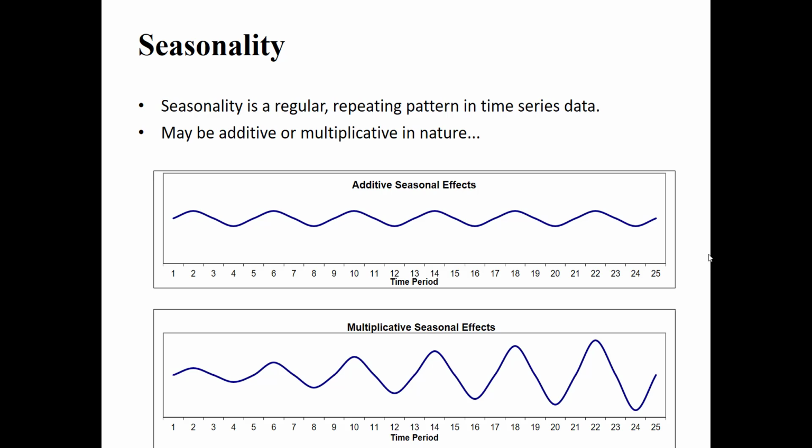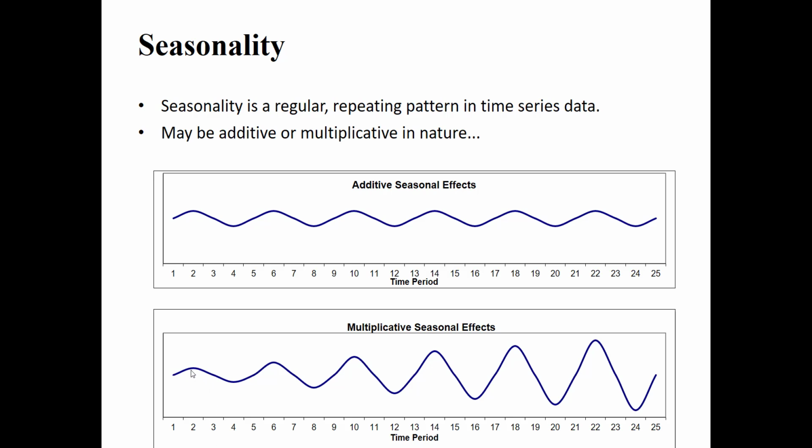The additive seasonal data are repeated after a specific time period, but the value we get for each period is pretty similar to each other. We don't have much variation in the additive seasonal, but in the multiplicative seasonal effect, we can see that after each time period, the value we observe is increasing.